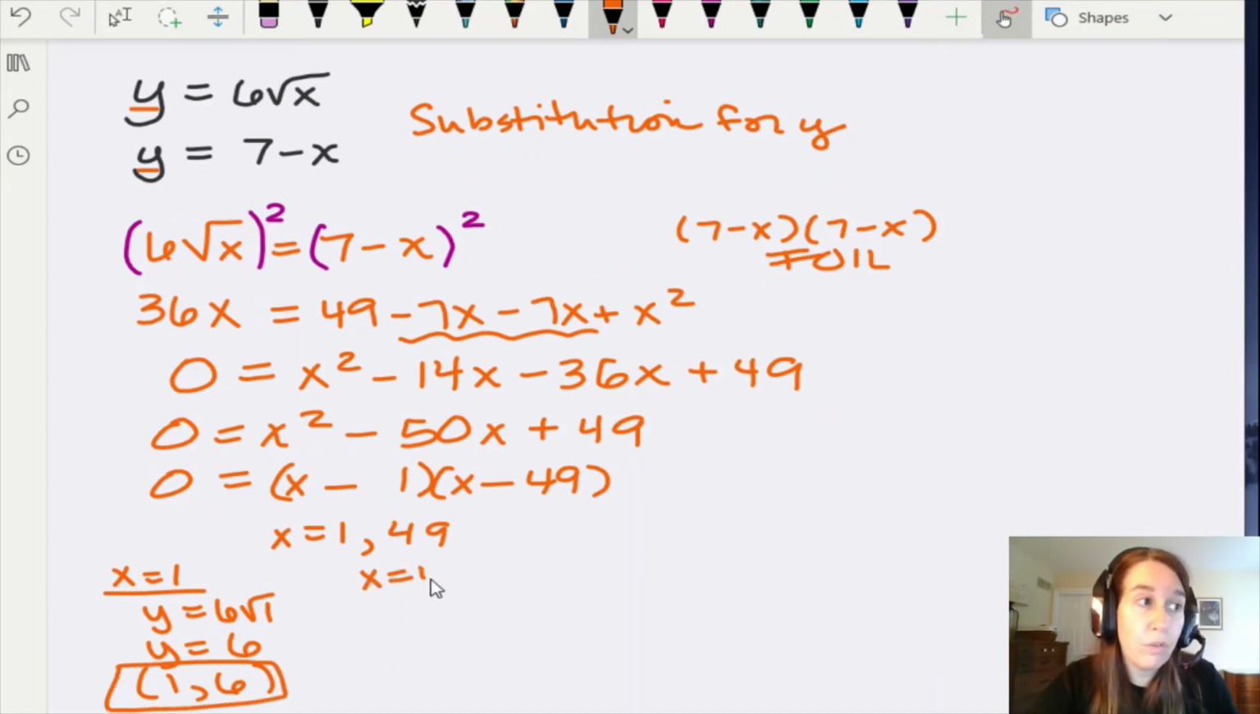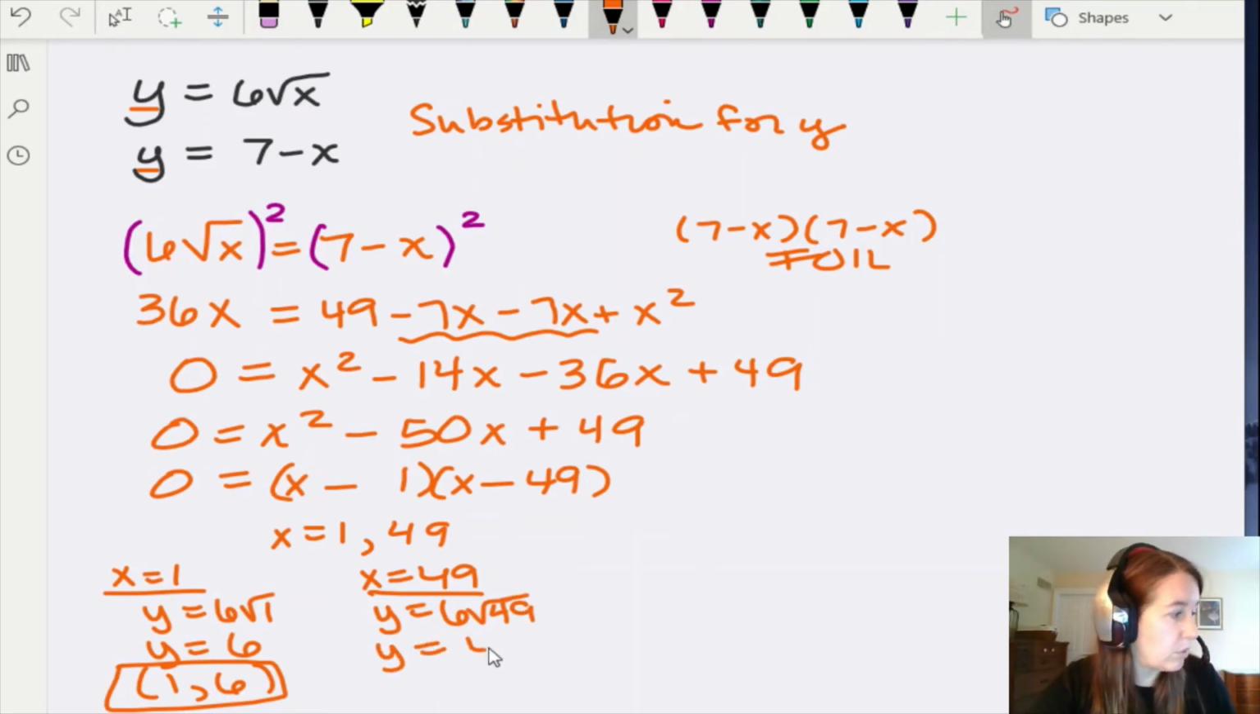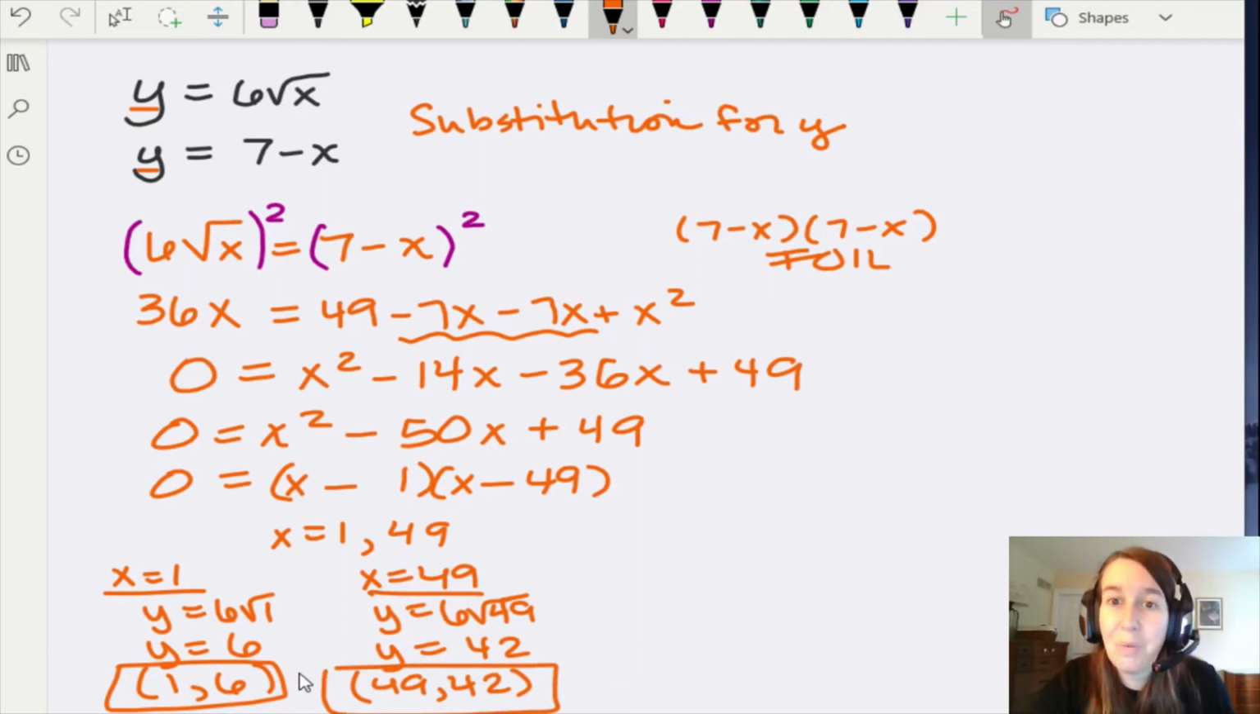And if x is equal to 49, then I have y equals 6 square root 49. And square root of 49 is 7, so y equals 42. So my other point would be 49 comma 42. Now, the reason that we did this problem is because with this type of system, with nonlinear, you really should check the answer in the other equation. So let's do that.